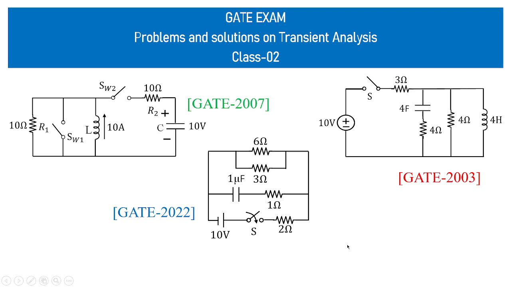So in today's class 200, transient analysis for GATE exam, which we are treating as class 2, we have seen the problems which were asked in GATE 2022, 2007, 2003, and in fact 2005.